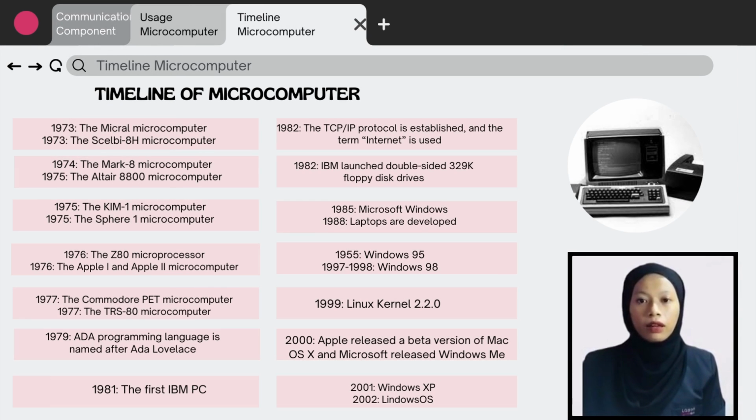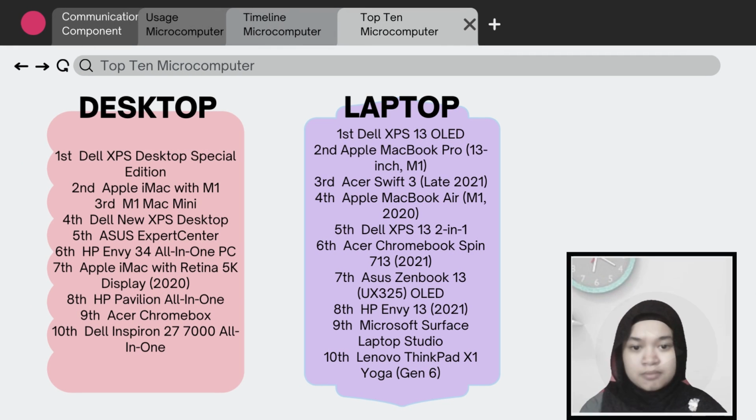Next is the timeline of microcomputers. As you guys can see, this is a timeline of microcomputers since 1973 until 2002. For the top 10 microcomputers, it is divided into the desktop and laptop categories.